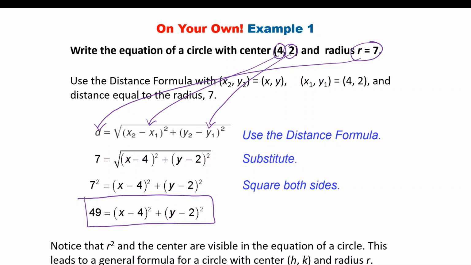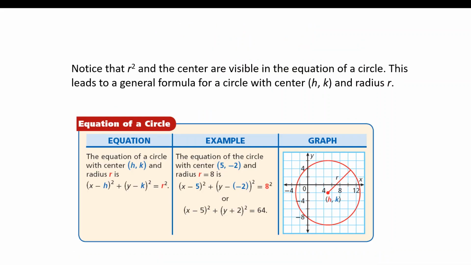So notice, let's take a look at what we can see here. R squared and the center are visible in the equation of a circle. This leads to the general formula for a circle with center HK. So if our center is HK, as long as we have this information, we can write our equation. And here's a little chart that might help you. You can find this in your textbook. It's going to be found on page 729. And this is just, again, showing us what the equation is. So this is the equation of a circle with center at HK, and the radius is R. Here's one with actual numbers in it, and here's what it would look like on the graph.